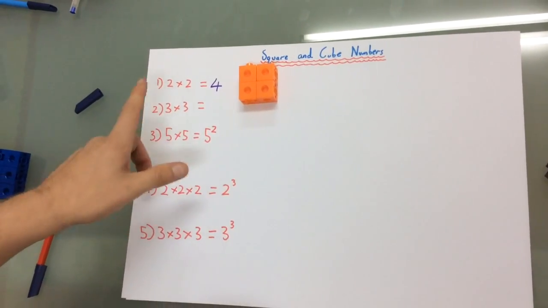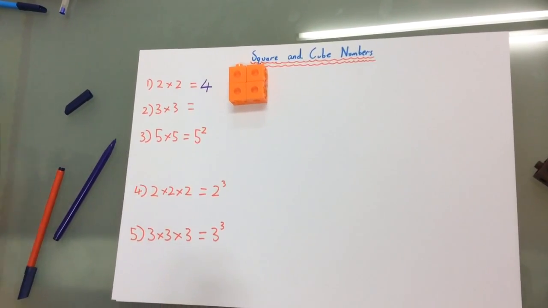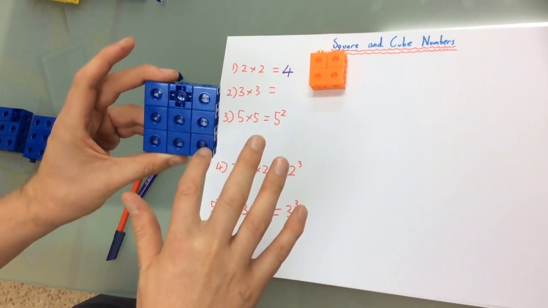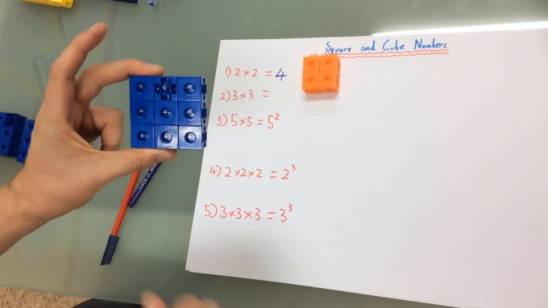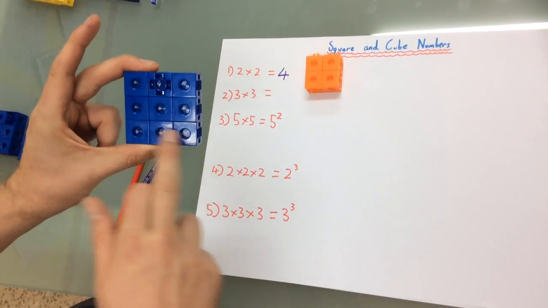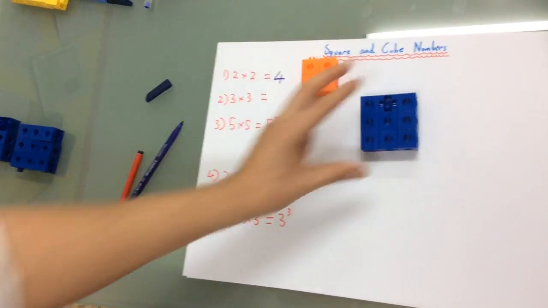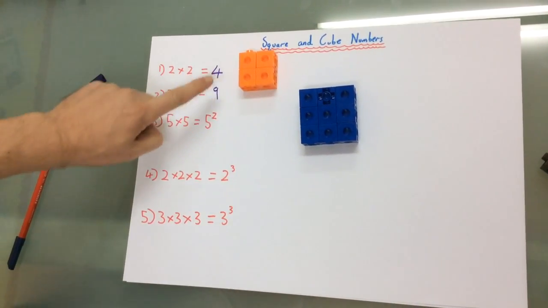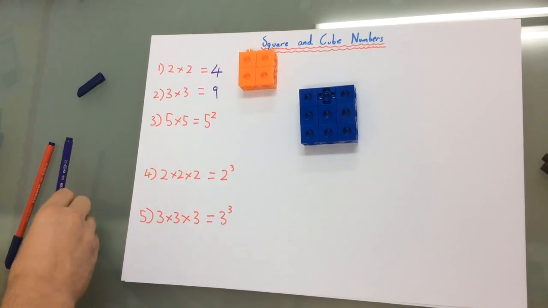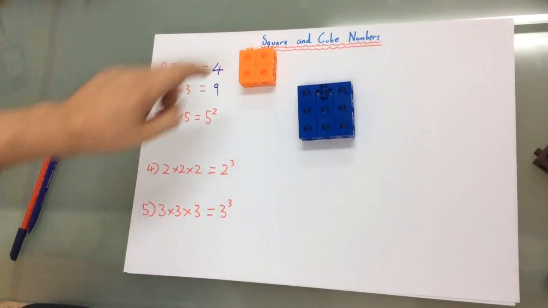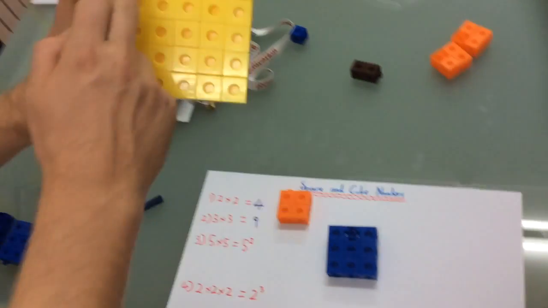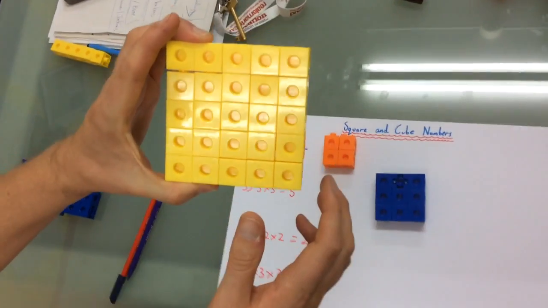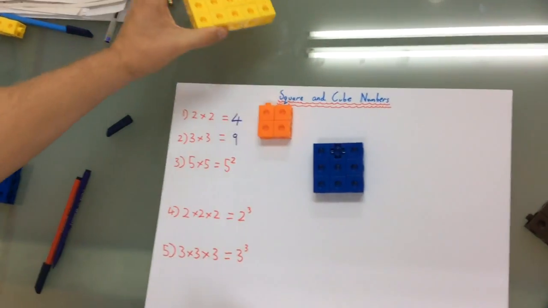Then let's look at this one, 3 multiplied by 3. Well, it's the same number by itself, and so the array will be a square. So the square number for this one is going to be 3 multiplied by 3. So the square number is the answer, which is 9. So 4 is a square number, 9 is a square number. Now I have 5 multiplied by 5 as an array. 5 by 5, and so the square number is going to be 25.